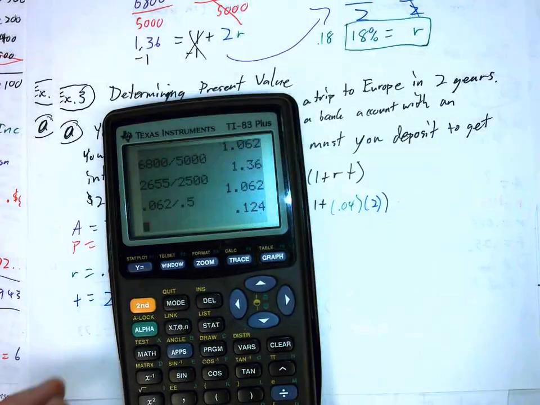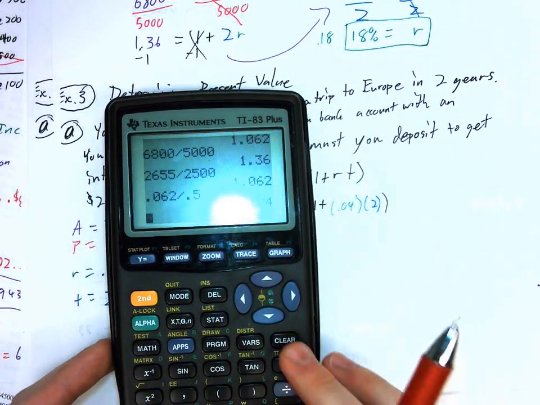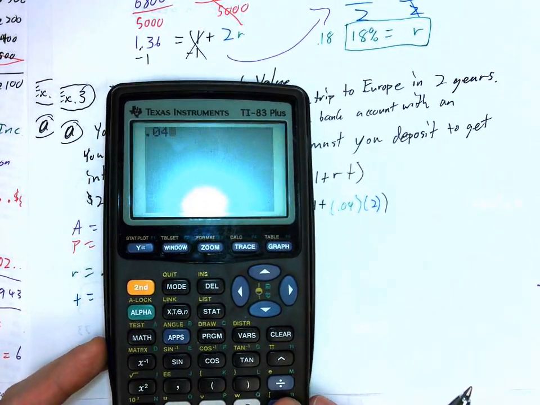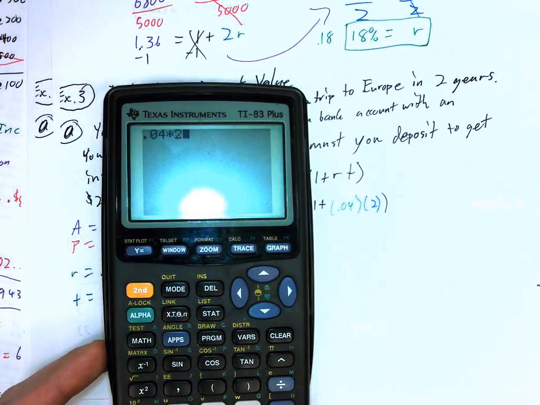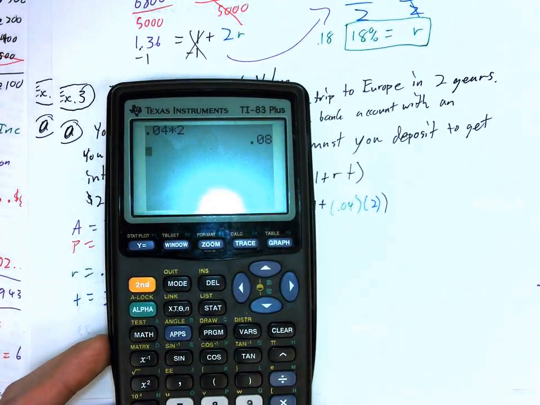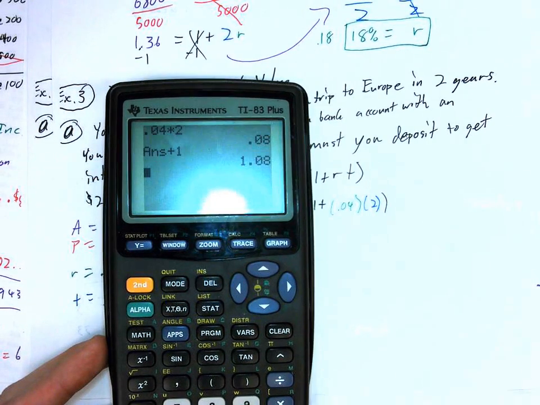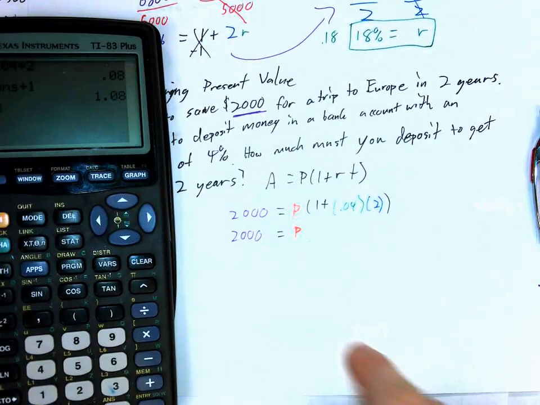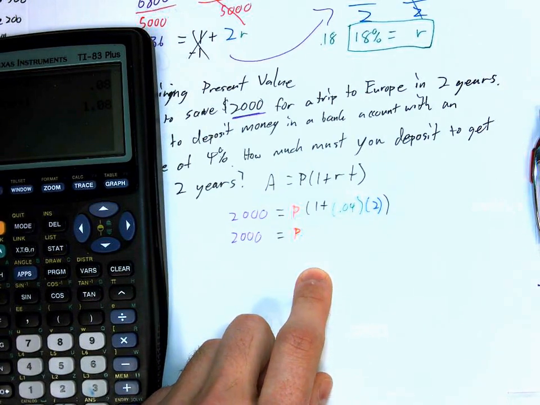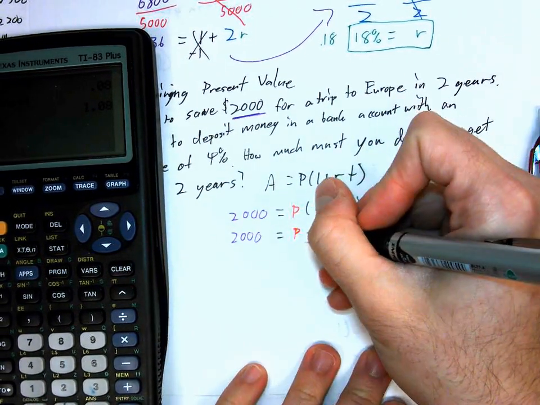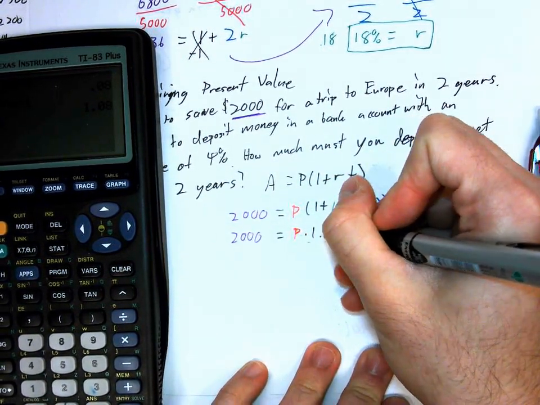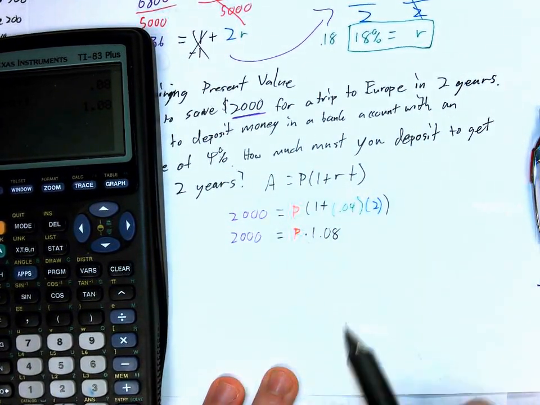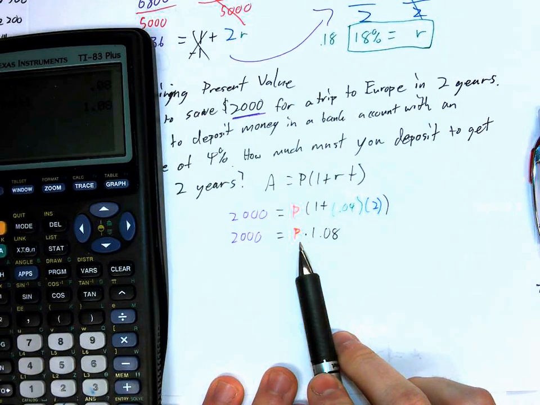So let me turn on a light here and see if we can see this a little bit better. So if I do that 0.04 times 2, that's going to give me 0.08. And then if I add 1 to that, it's going to give me 1.08. So on this side, I'm going to have the P, but then back behind here, it's going to be multiplied by 1.08.